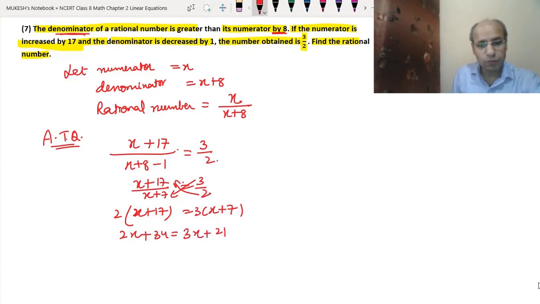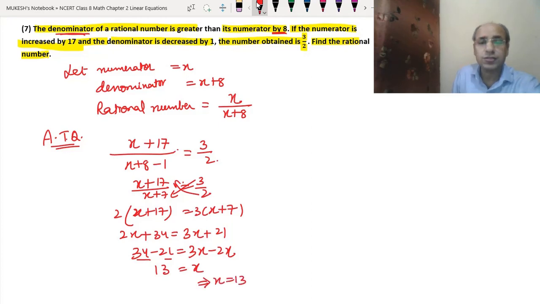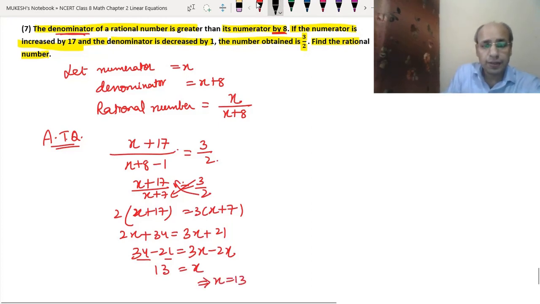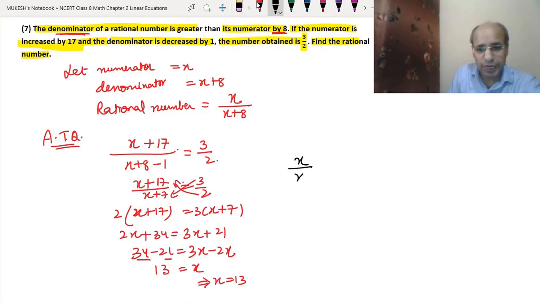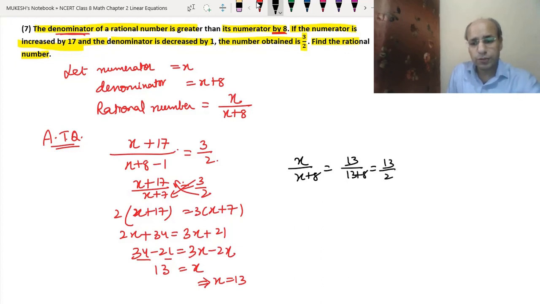So we will take 2x to the right hand side and 21 to the left hand side. So 21 goes to the other side and it becomes 34 minus 21, and 2x goes to the other side so it becomes 3x minus 2x. So 34 minus 21 became 13 equals x, that means x equals 13. We have got the answer. So now let's write the rational number. x upon x plus 8 will become 13 upon 13 plus 8, that means 13 upon 21. So the rational number that we have got, 13 upon 21, is the answer.